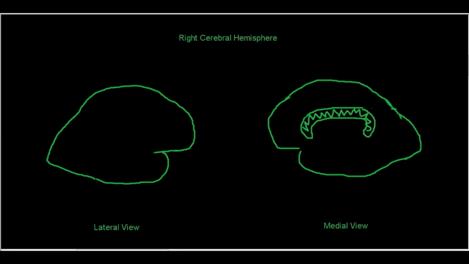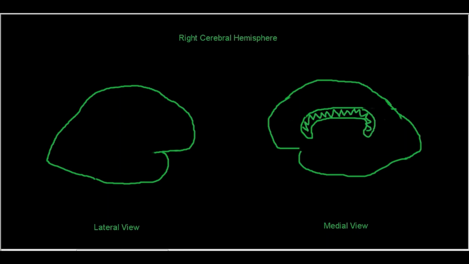Today my topic of discussion in this blackboard presentation is going to be the gross appearance and the main sulci and gyri which are present on the external surfaces of the cerebral hemispheres. Starting this topic, right now in front of you I have a view of the cerebral hemisphere of the right side. On the left is the lateral view, and on the right side is the medial view of the right cerebral hemisphere. So please follow my cursor over here.